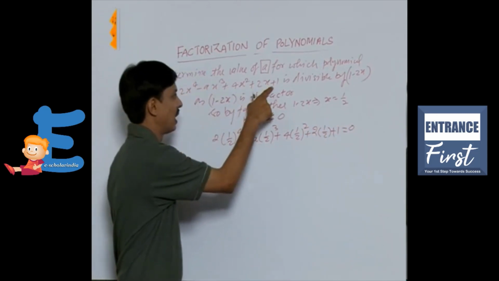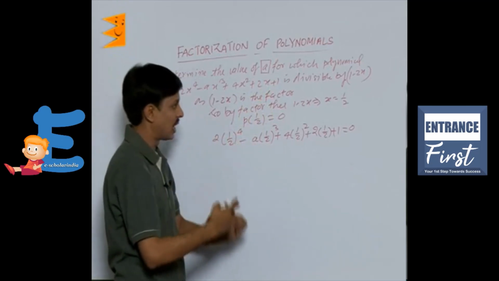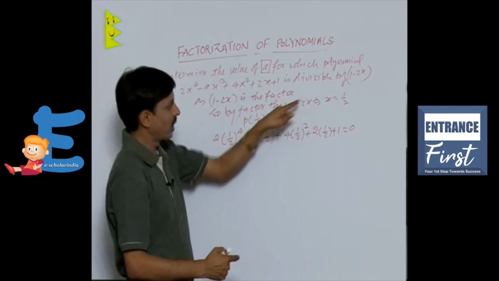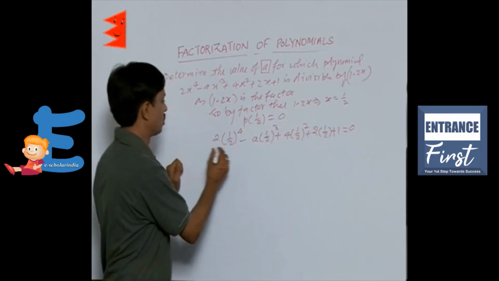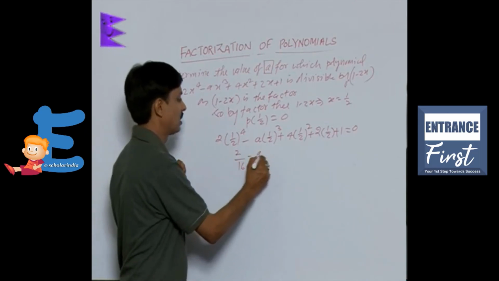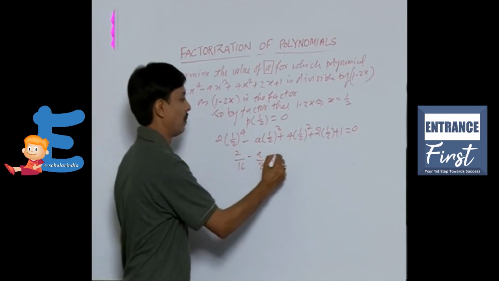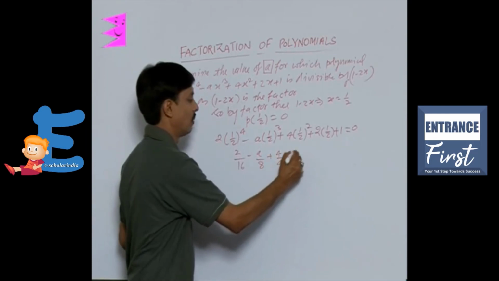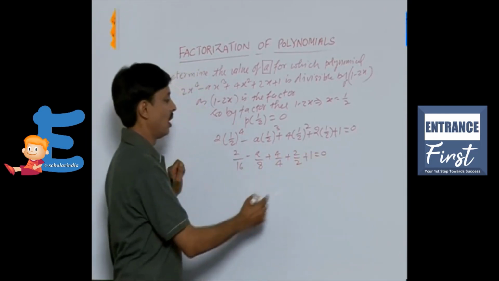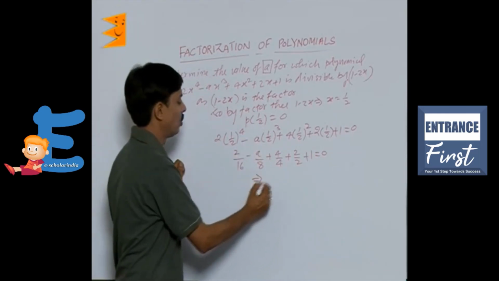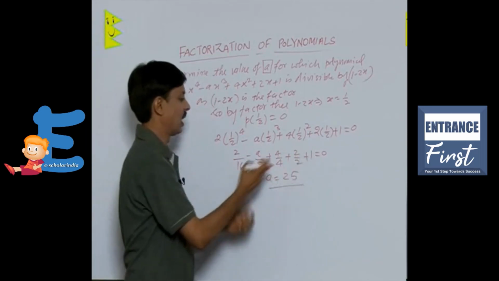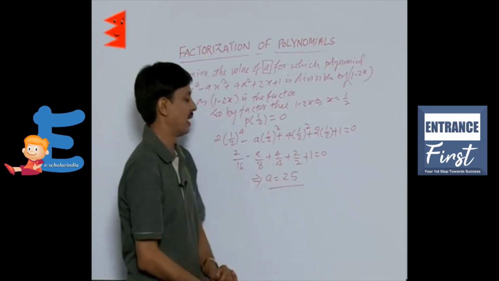In this polynomial, every x is replaced by half, because 1 minus 2x is a factor. 1 minus 2x implies x equals half. So I can say this becomes 2 upon 16 minus a upon 8 plus 4 upon 4 plus 2 upon 2 plus 1 is equal to 0. If you simplify this, you will get a equals 25, because by taking LCM and simplification, you can calculate a.